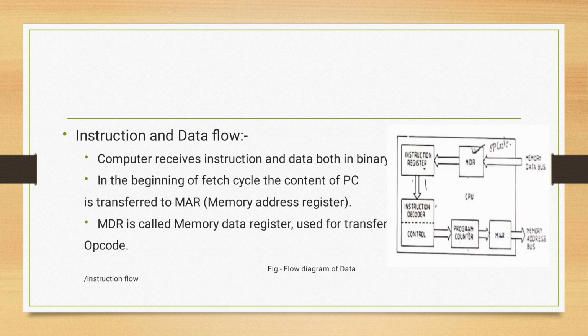by the instruction decoder, then it will be placed into the program counter, which is called PC, and finally the content of the program counter is incremented, and after that it will be transferred to the MAR, which is the memory address register, and finally it will be placed onto the memory address bus. So this is the entire flow diagram for instruction and data flow in the Intel 8085 microprocessor.